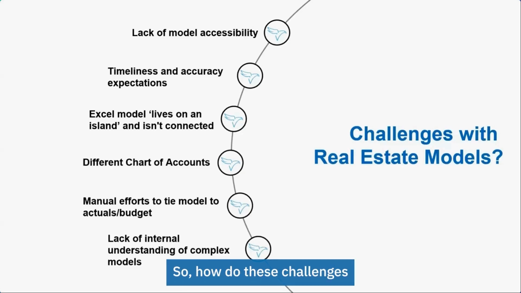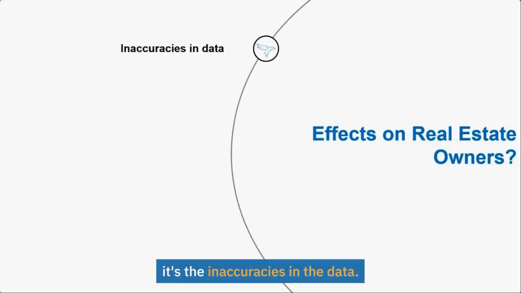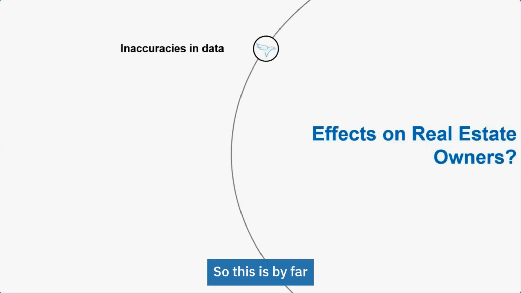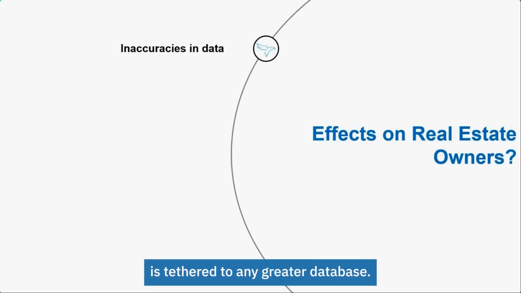So how do these challenges ultimately affect real estate owners? For one, it's the inaccuracies in the data. So this is by far the biggest issue and really fear within organizations, that the data within the model is inaccurate. There's no checks and balances in place. None of the information in Excel is tethered to any greater database.